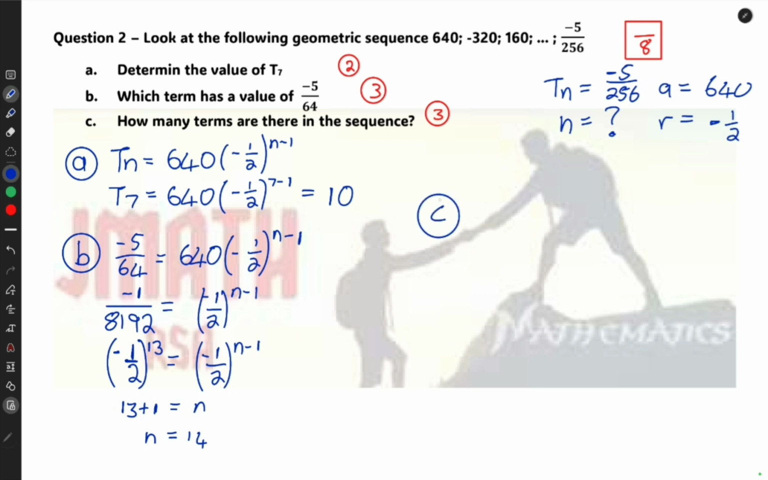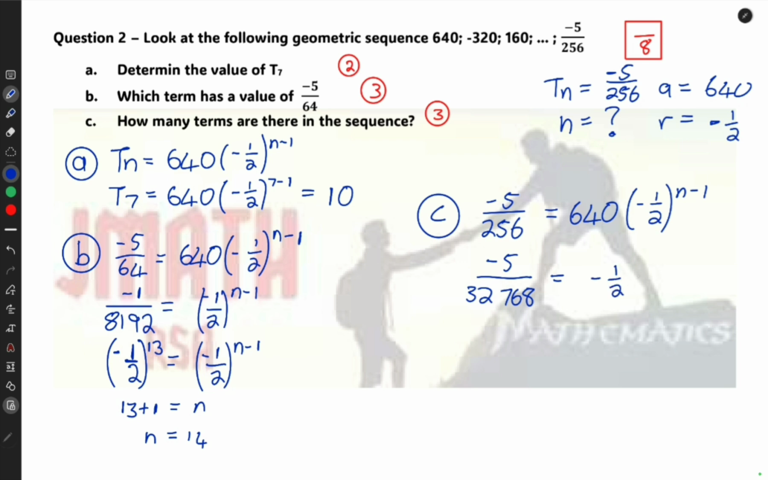This is question C. I'm going to do exactly the same as in question B. My Tn value is just a bit smaller. I wanted to say bigger because it looks bigger, but it's a fraction, so it's way smaller. Okay, 640 times minus a half to the power n minus 1. Step 1 again, divide by 640 on both sides. That will then simplify to a massive number, 32768 equals minus a half to the power n minus 1.